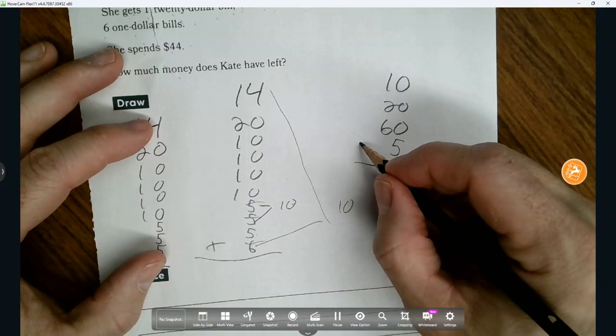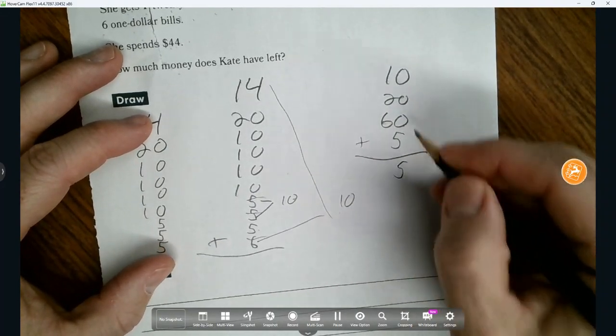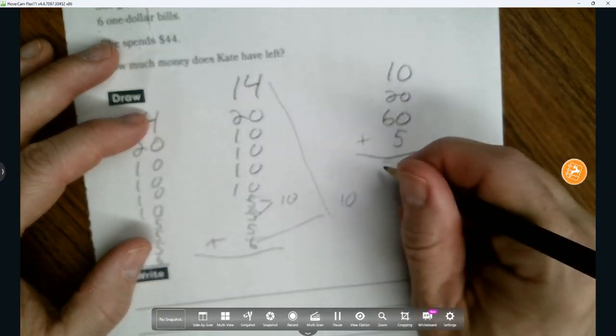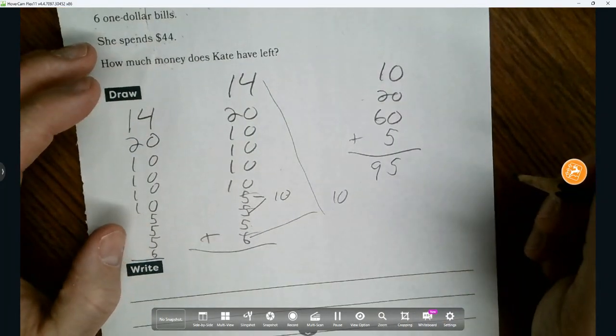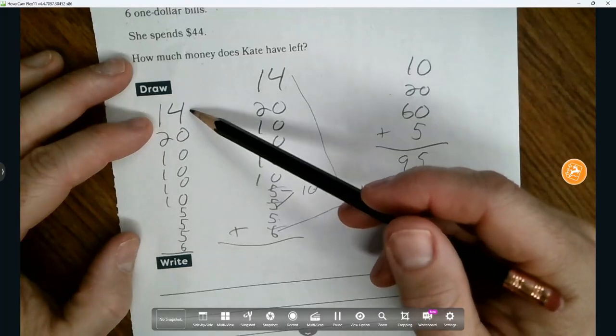So if we add this up, we have 0 plus 0 plus 0 plus 5 is 5. We have 1 plus 2 is 3. 3 plus 6 is 9. We have $95.